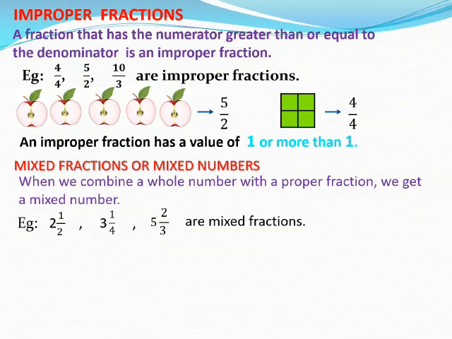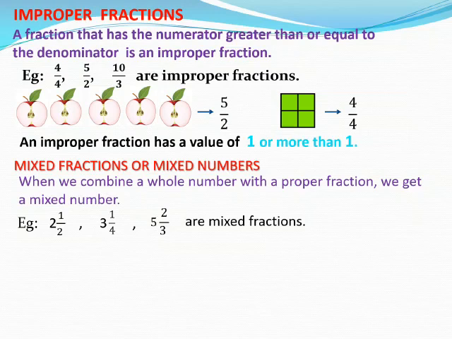3 is a whole number and 1 by 4 is a proper fraction. So 3 1 by 4 is also an example of a mixed fraction. And another example is 5 2 by 3, which is also an example of a mixed number or mixed fraction.